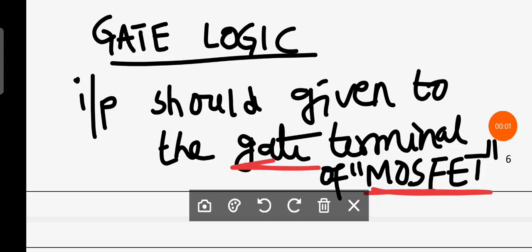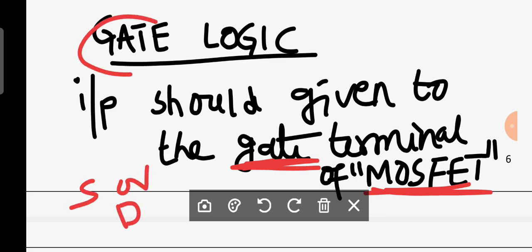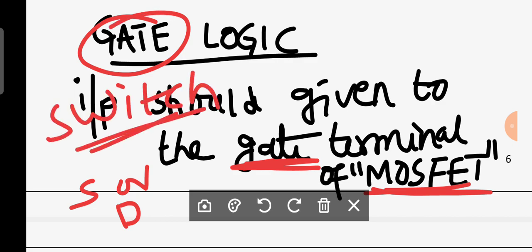Yeah, welcome back. In this class, we are going to discuss gate logic. Already we had seen in the last class what is meant by gate logic. If the input is given to the gate terminal of a metal oxide semiconductor, then it is known as gate logic. If the input is given to either the source or drain terminal, then it becomes what? Switch logic.